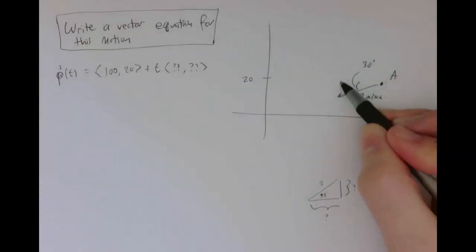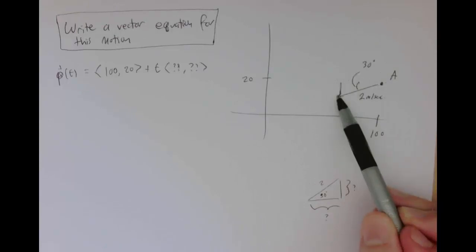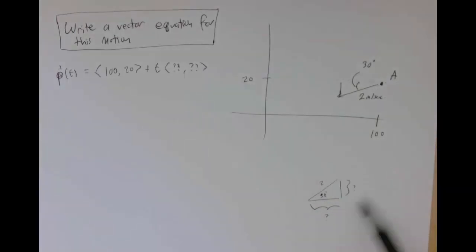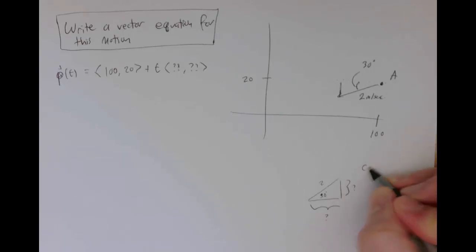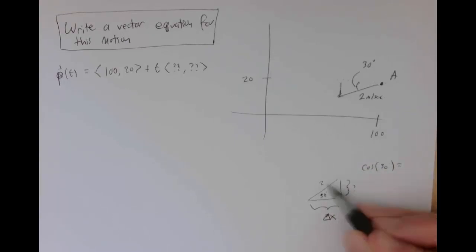If we imagine this as a triangle, I want to know what's this distance and what's that distance. So let's write the triangle in this way so that it's easier to look at. I've got an angle of 30 degrees, and I know that the hypotenuse is length 2. So you can just use SOHCAHTOA. I know that the cosine of 30 degrees is going to be, let's call this delta x, delta x divided by 2. So what that means is delta x must be 2 times cosine 30.